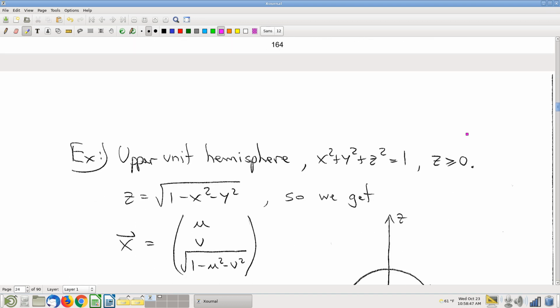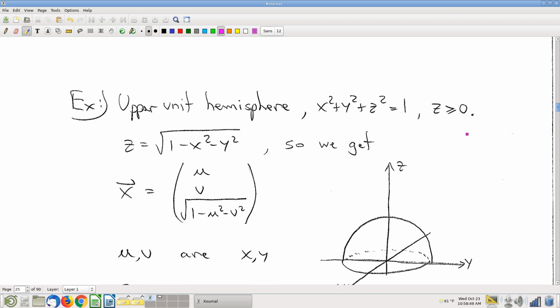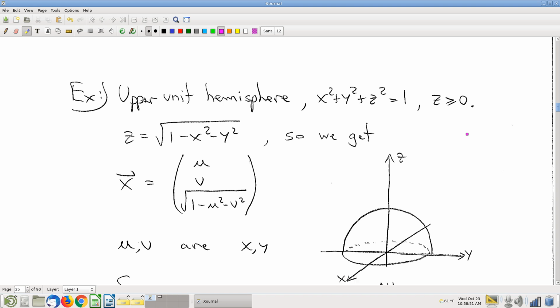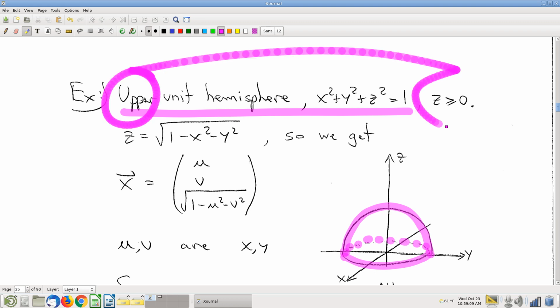All right. So here's an example. Suppose I am looking at the upper unit hemisphere. Emphasize, we're talking about the surface, not the solid. This is not half a ball. This is half of a sphere. A sphere is a surface. The upper part, by the way, so just the part where Z is greater than or equal to 0. Okay, how would I parameterize this surface?